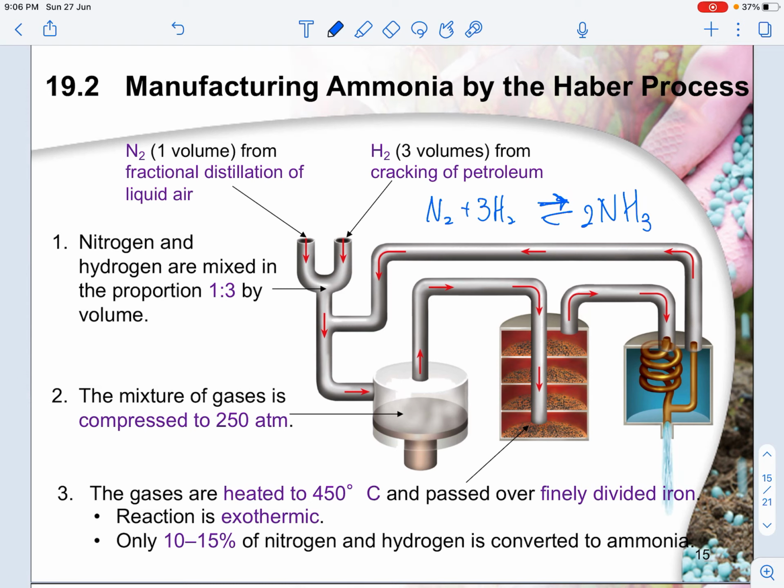So where we get the nitrogen is through fractional distillation of liquid air, where you first compress the air to become liquid, then fractional distillation removes the nitrogen. Cracking helps to produce the hydrogen. Nitrogen and hydrogen are then mixed in this ratio 1:3 so that you don't actually put in any wastage or excess or put a limiting factor into it. So it's in 1:3. Then the mixture of the gas is compressed to 250 atm.